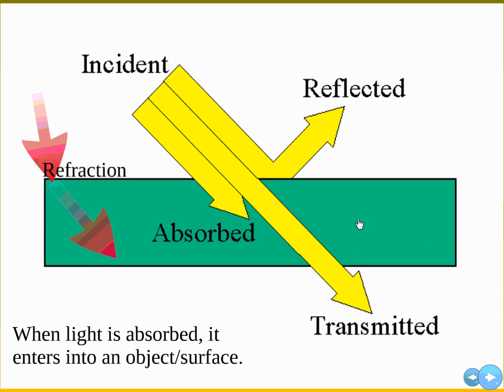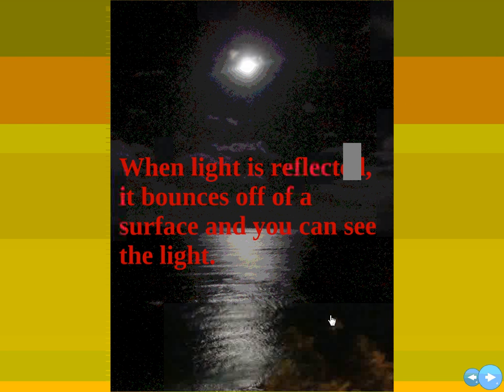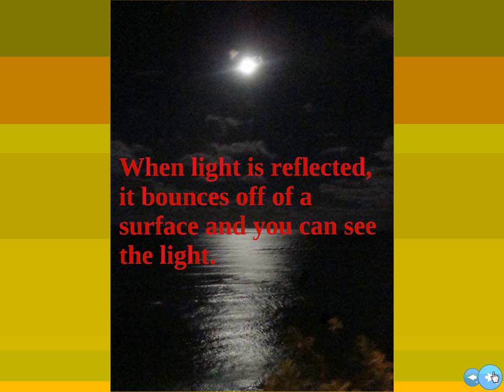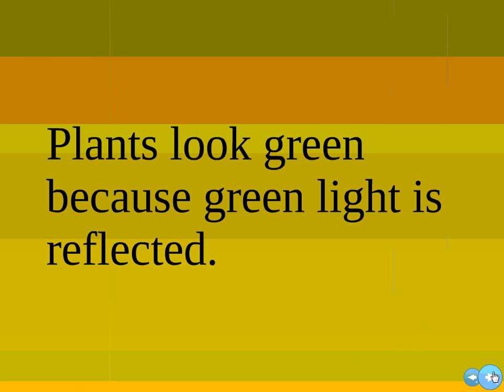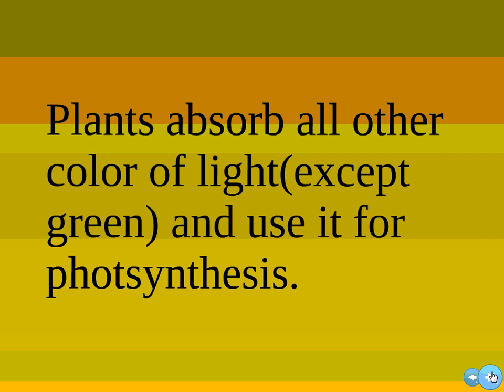On this picture, this green material is supposed to be a leaf. When light is reflected, it bounces off of a surface and you can see the light, just as you can in this picture. Okay, plants look green because green light is reflected back into your eyes. However, the plants absorb all the other colors of light, except the green, because that's what goes back into your eyes, and they use those other colors to do photosynthesis.